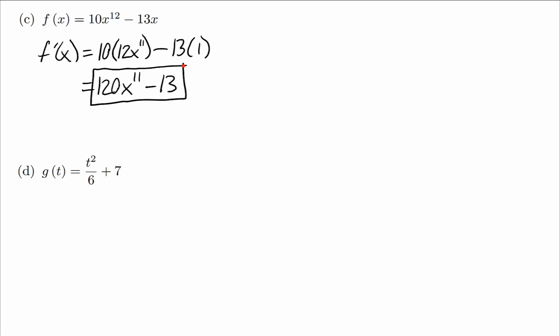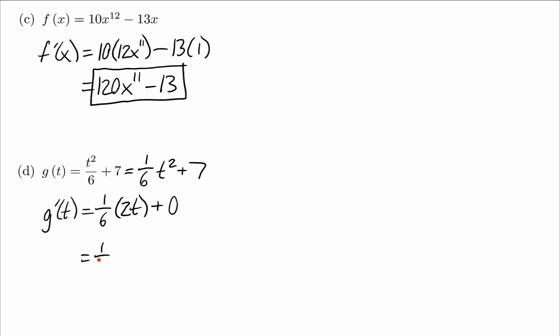For this next one, let me rewrite this as 1/6 t squared plus 7. I don't necessarily have to do it that way, but I wanted to show it to you this way so that you can see that the over 6 is nothing more than a coefficient. So then when I take g prime of t, I get 1/6 times the derivative of t squared, which is 2t. And remember, the derivative of a constant is 0. So now I'll take the 1/6 times the 2 and get 1/3 t.